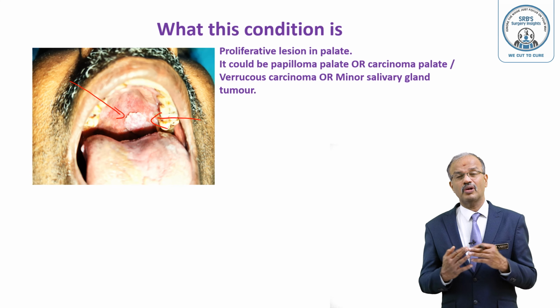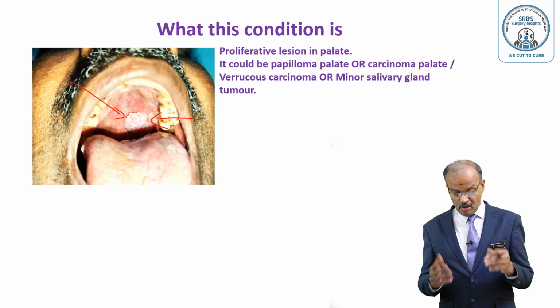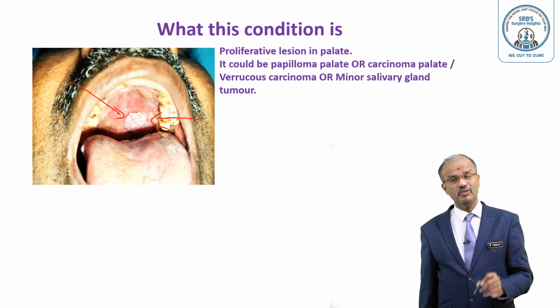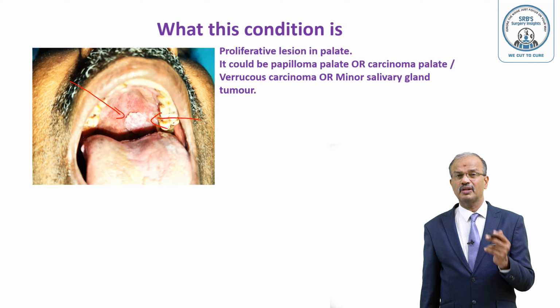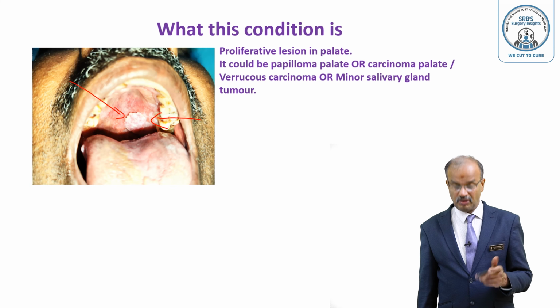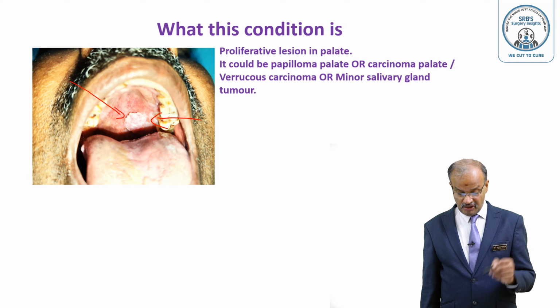It's quite common in the oral cavity. It can occur in other mucosal areas also. So that is called verrucous carcinoma. It's very commonly seen in the oral cavity, and other areas where it may occur sometimes are the genital area or the perianal region also.